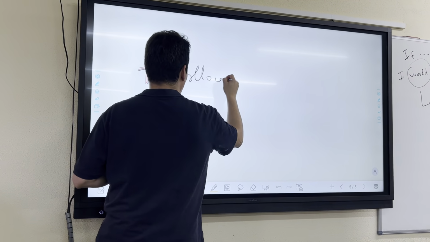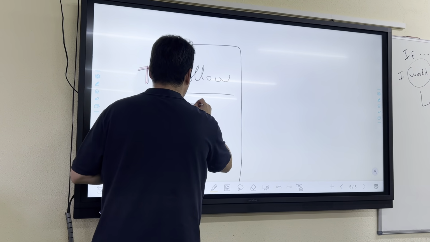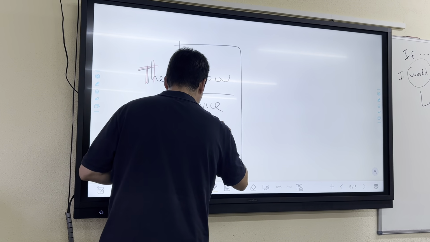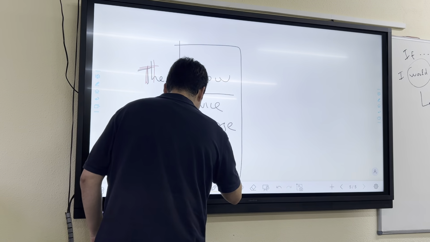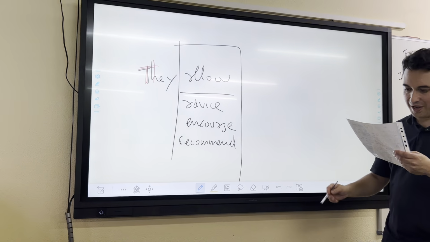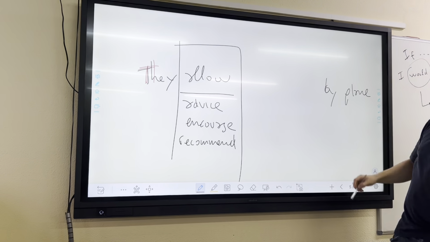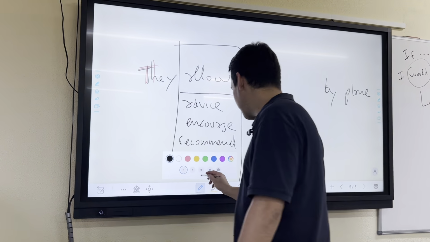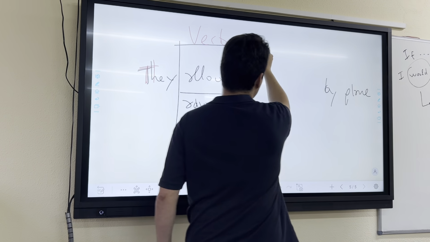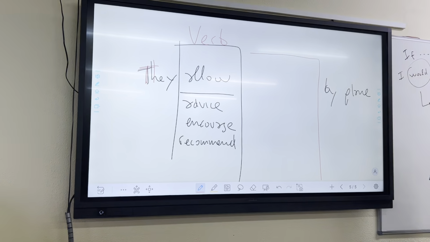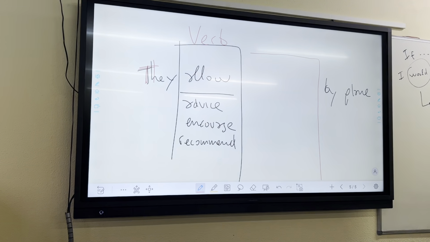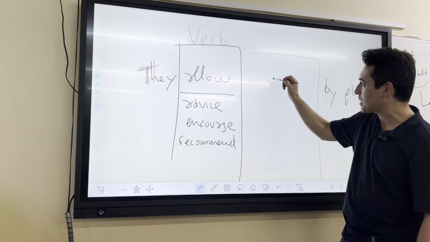They allow. Again, I'm going to give you a set of verbs. Allow, advise, encourage, recommend. They allow, advise, encourage, recommend by plane. There is no object here, okay? Here, we just have the verb. And then here, infinitive with to, without to, or ing. There is no object this time. This is a generic statement, not particular for an object. They allow by plane, they advise by plane, they encourage by plane, they recommend by plane. Infinitive with to, without to, or gerund? Gerund, very good. So when it's something general and there is no object, here you need the gerund.